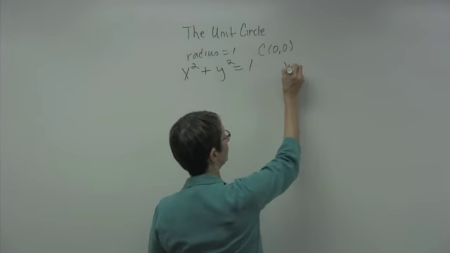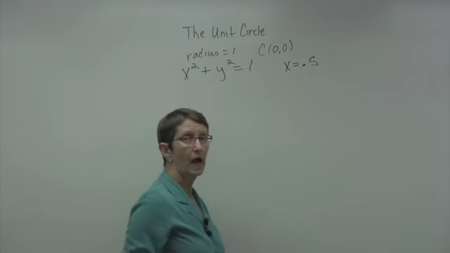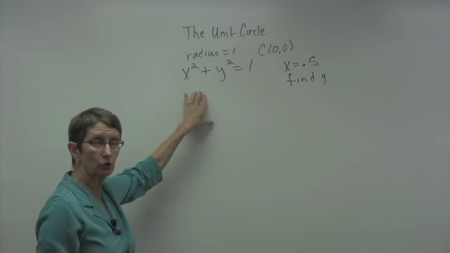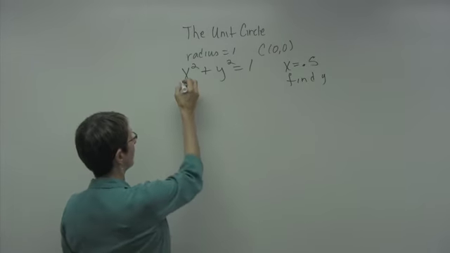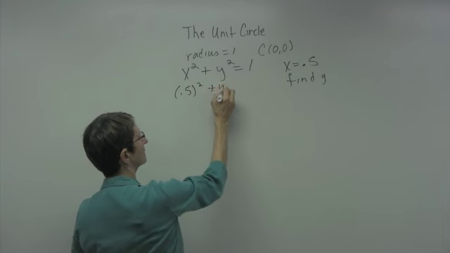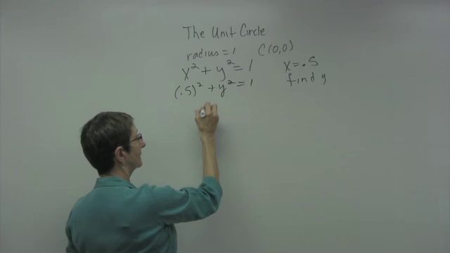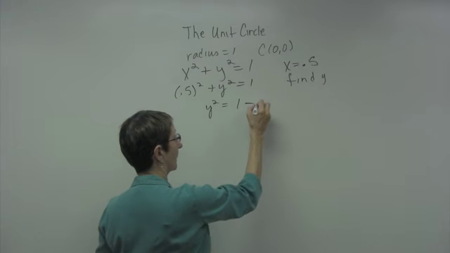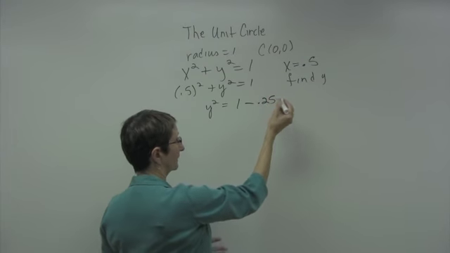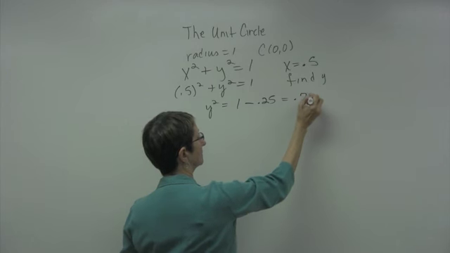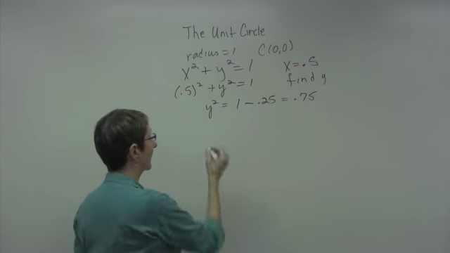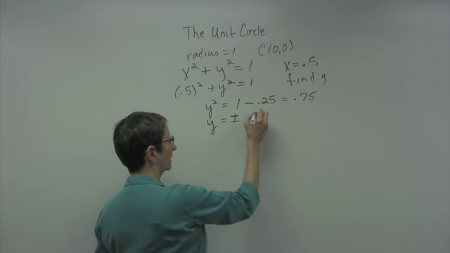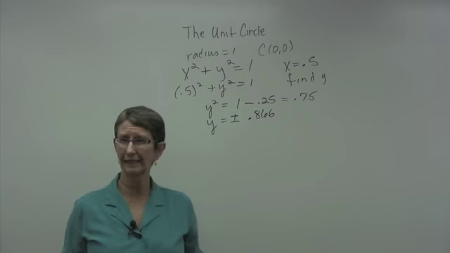Suppose we have x equal to 0.5. Let's find y. What y value on the unit circle would give us that particular point? So if I let x equal 0.5, I square it, and I want to solve for y. So y squared would equal 1 minus 0.25, which would give us 0.75. Now that's y squared. And if I take the square root of that, I have two values. And on a calculator, you'd probably chop it off at 0.866.